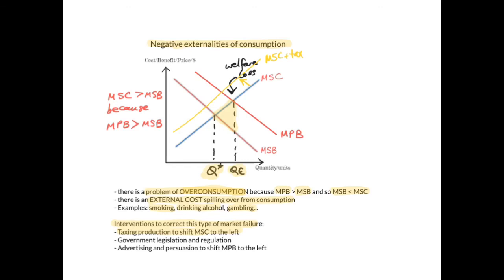The government could also use legislation and regulation. Governments tend to have minimum ages for the consumption of cigarettes and alcohol, for example, or banning smoking or the consumption of alcohol in certain areas, only allowing it in other areas. The government could also rely on negative advertising and persuasion in an attempt to shift the MPB to the left. So either try to decrease demand by using negative advertising, legislation, regulation, or try to decrease supply by using indirect taxes, taxing the production.